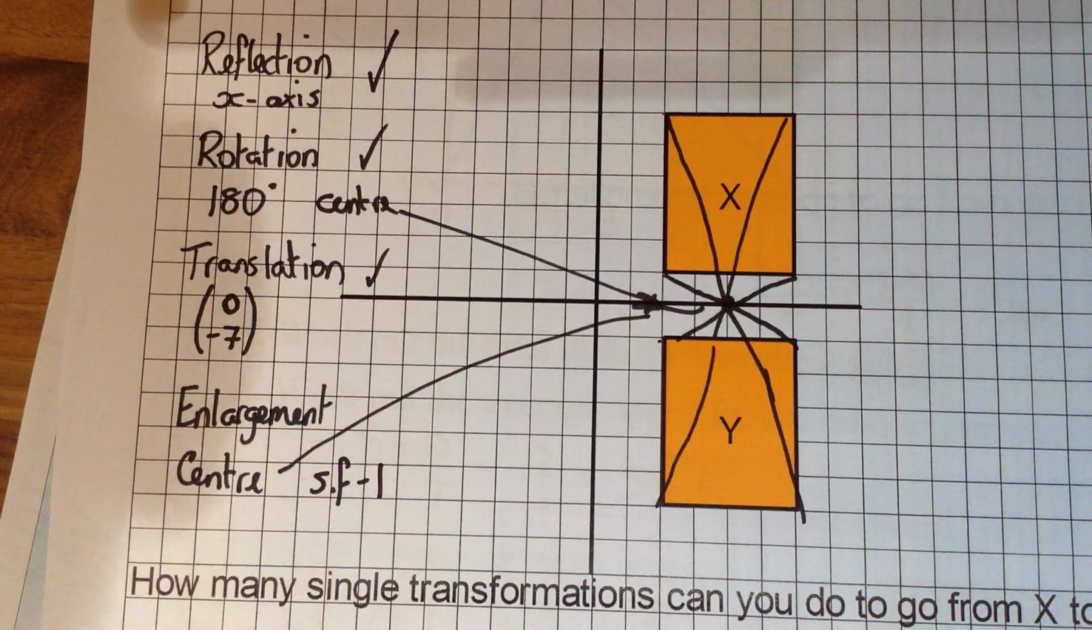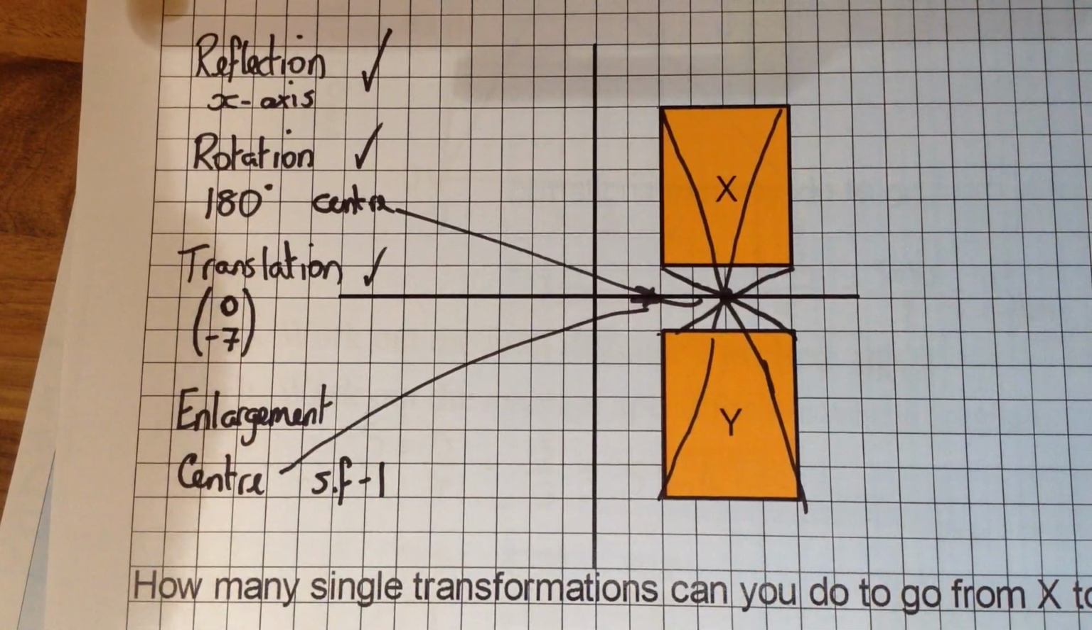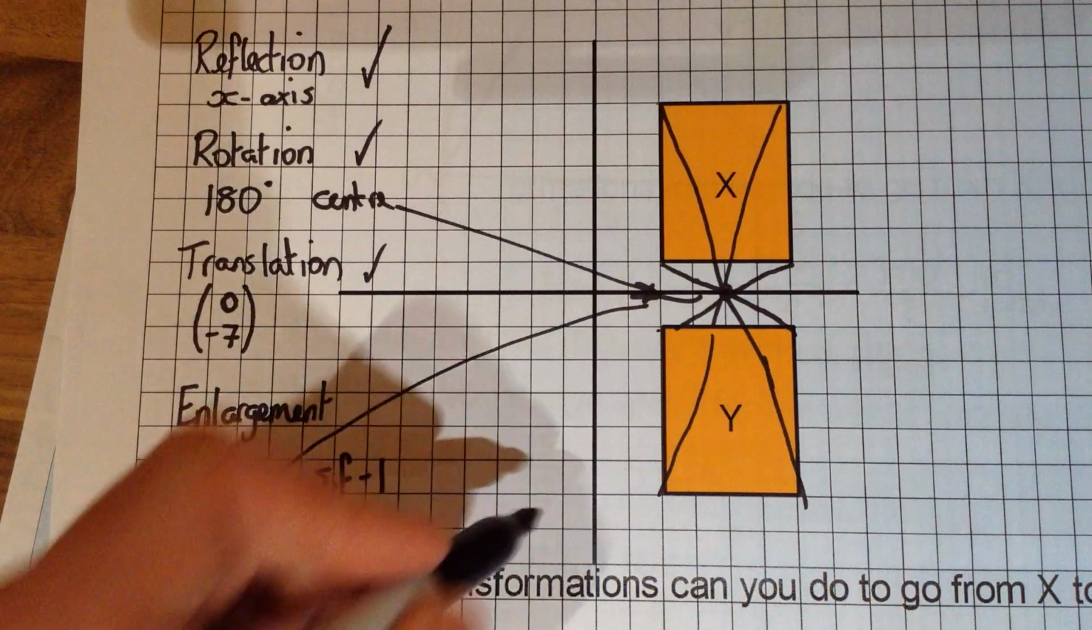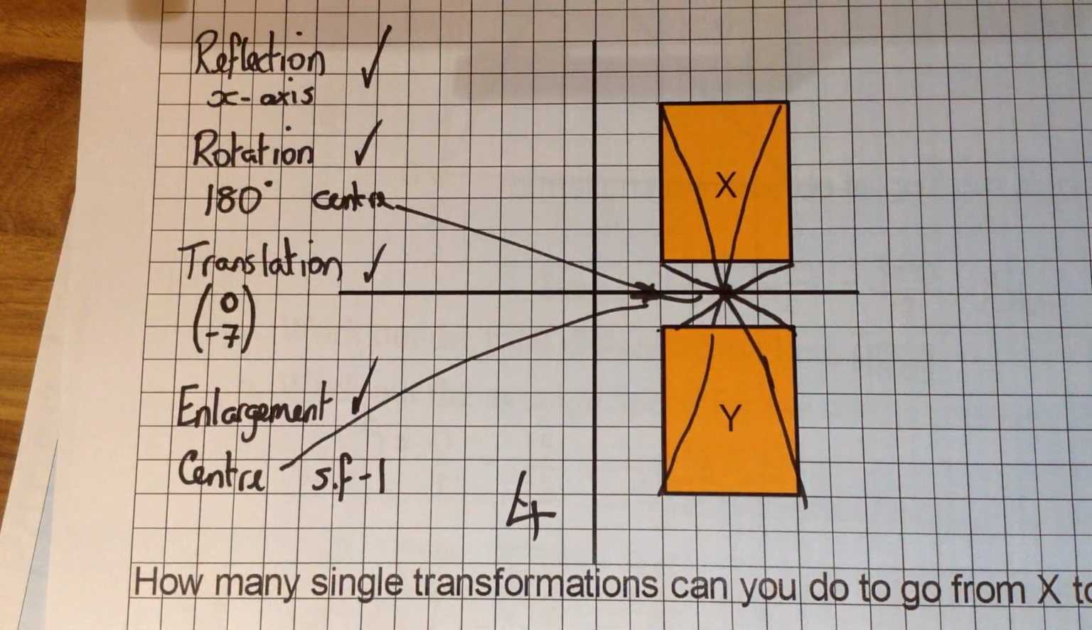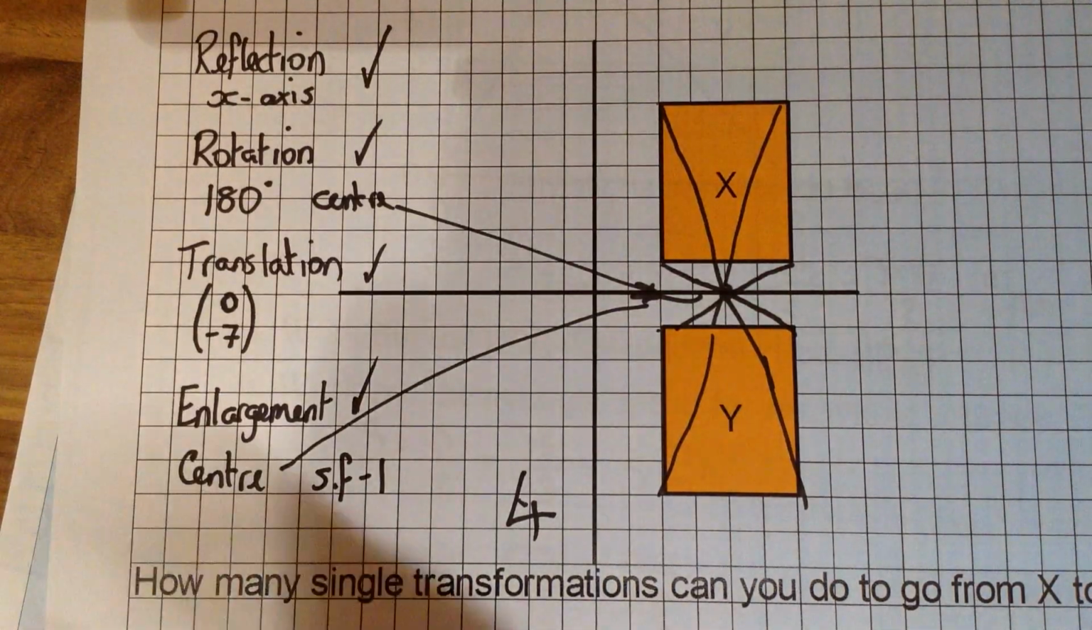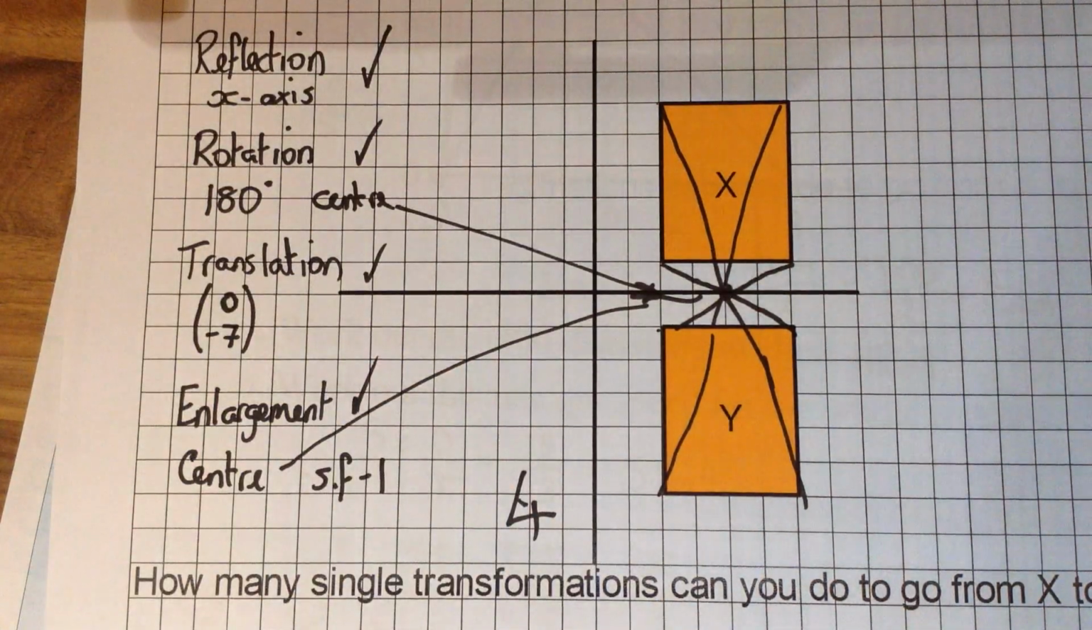So when the question says how many single transformations can you do to get from X to Y, the answer would be 4, because all 4 could change from one to the other. Read the question carefully in the exam. It won't be exactly like this, but it will ask you to look at more than one different type of transformation.